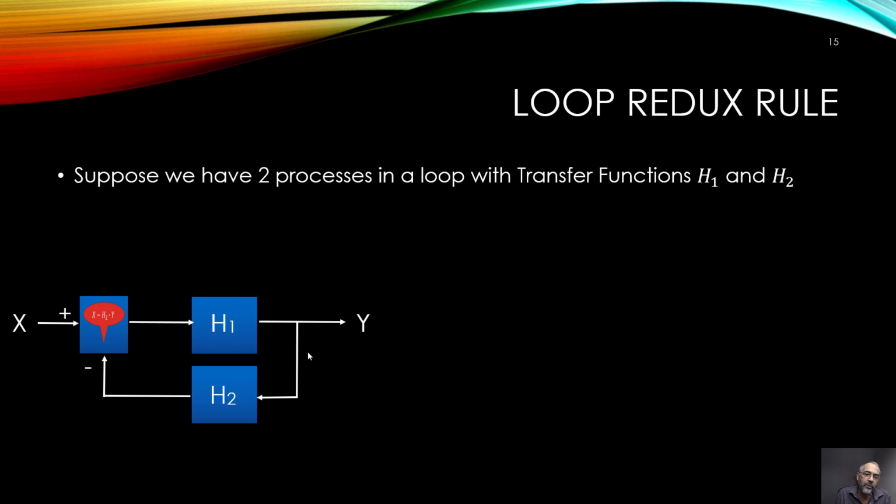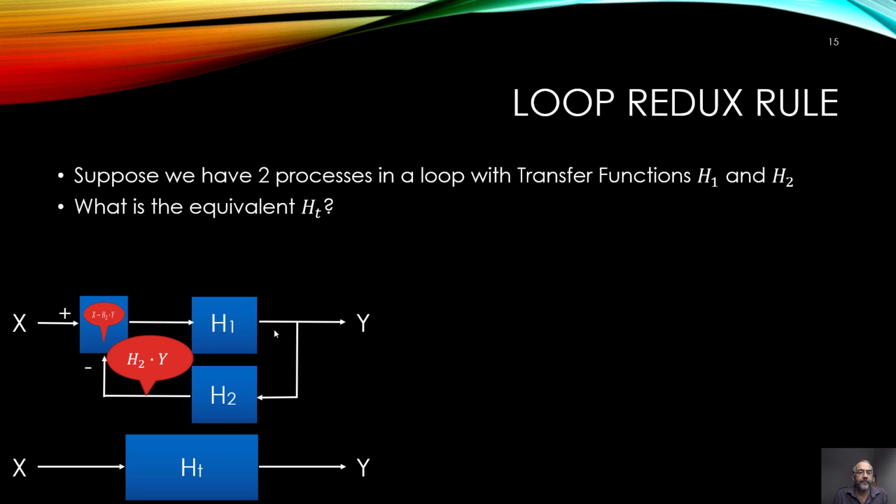But that output is also going here into H2. And the output of H2 is the feedback value over here. So the output Y, of course, will depend on X and some kind of combination of H1 and H2. How can we get a hold of that transfer function? Well, again, by looking at it step by step.